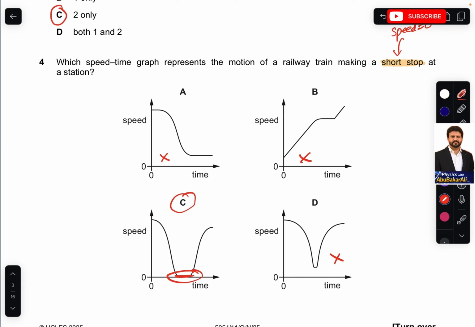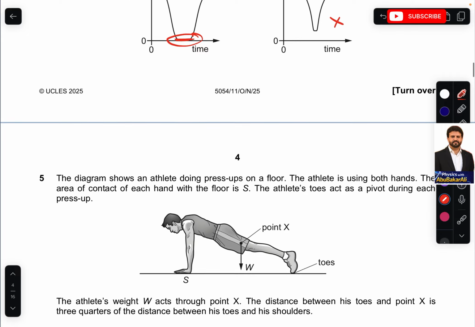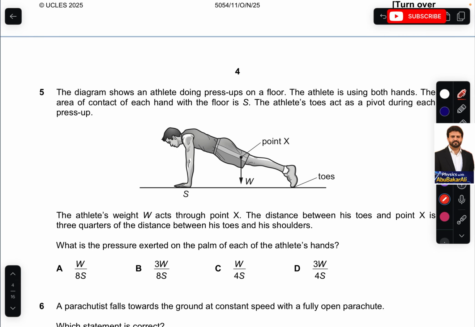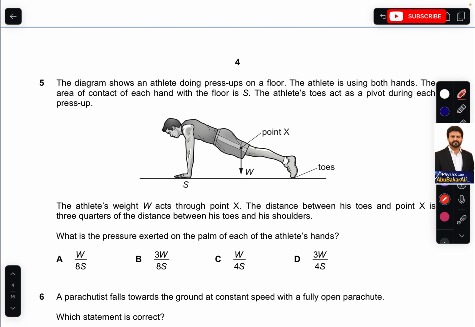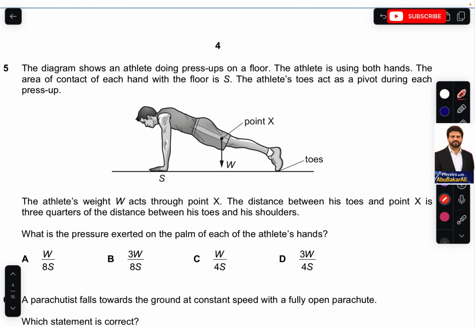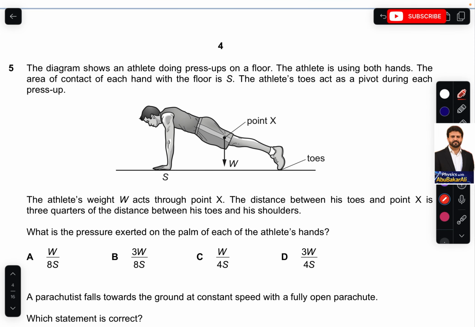Speed is not 0 in any of the A, B, and D cases. Okay. Question 5. So the person is doing the push-ups. The diagram shows an athlete doing press-ups on a floor. So how many press-ups can you do? You can tell me in the comments. So we can compare how many I can do and how many you can do.